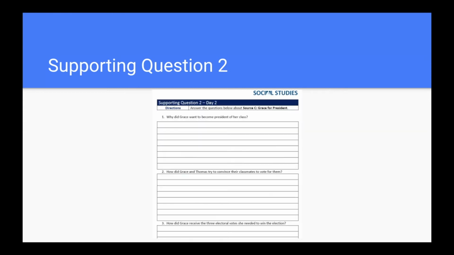Then you will answer these questions found after the text. Make sure to write in complete sentences as you answer each one, and remember that you can go back to the text to help you answer the questions.